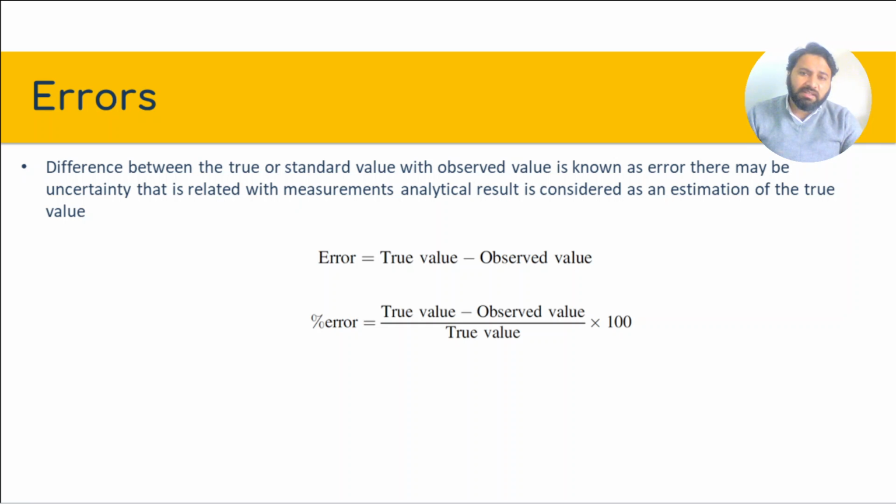Now, how much percentage error is there between the claimed value and the observed value? That can be calculated by true value minus observed value, divided by true value, the whole multiplied by 100.